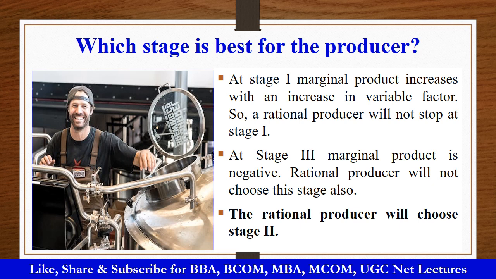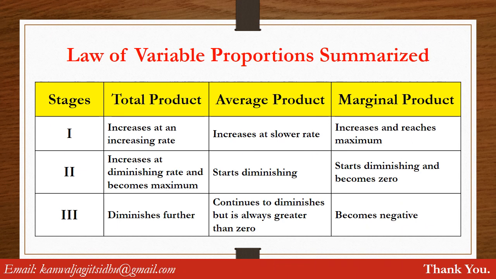So we can say that the rational producer will avoid both stage 1 and stage 3 for operating. So the producer will choose stage 2 where both the marginal product and the average product of the variable factor are diminishing. So this was all in today's lecture session in which we discussed the law of variable proportions, and I have summarized this law with the help of this table.